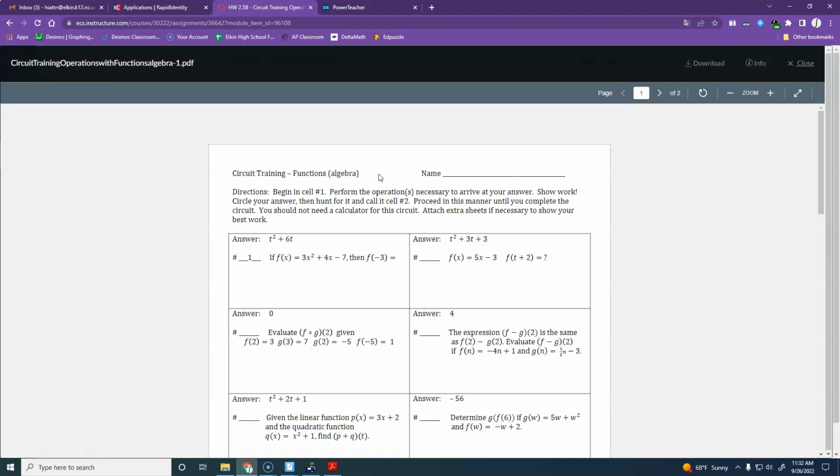So I have an extra. Anybody not get one? Okay, so I love these worksheets.